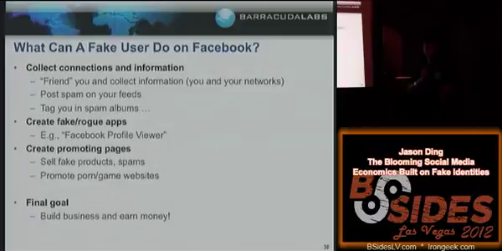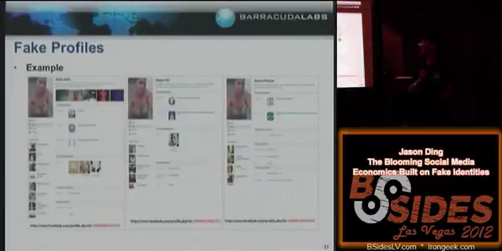And create some promotion pages. This is an example of fake profiles. If you see them individually, nobody notices this is a fake profile. They go to college, they have a job, they have some interests, they like music, they have an email address. Everything is real. But if you put them together, you notice it's fake.